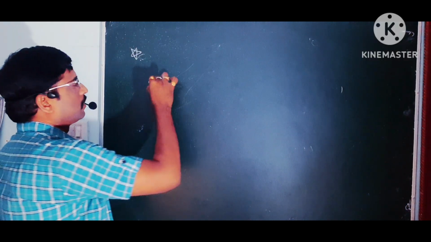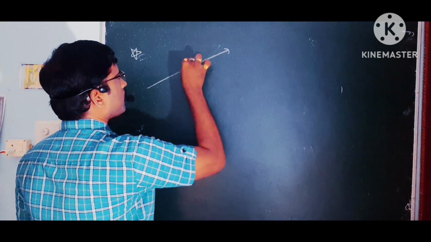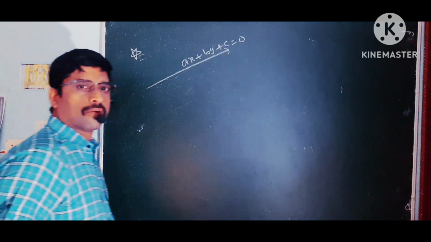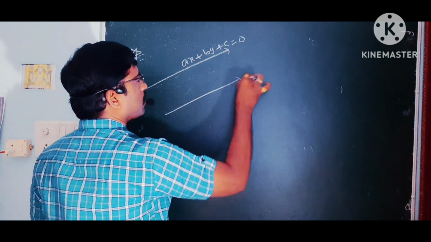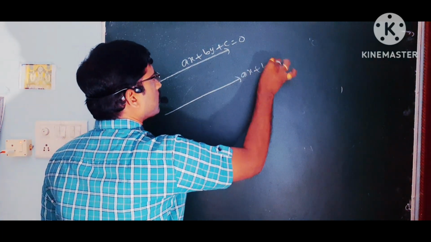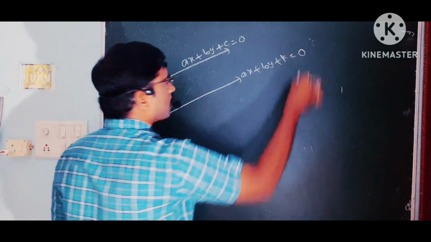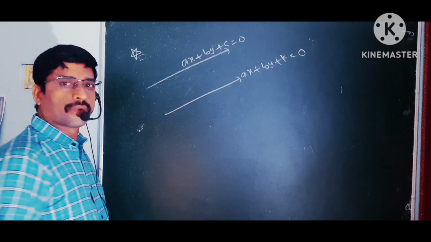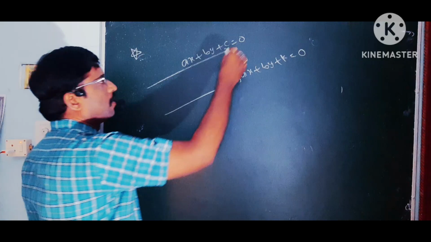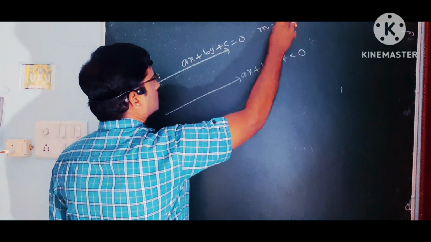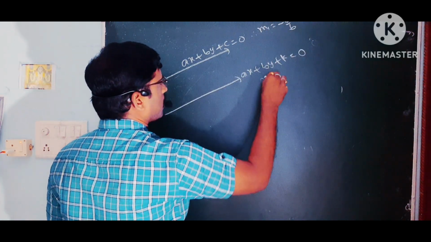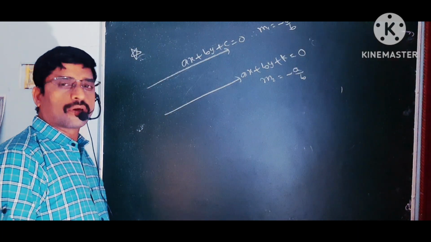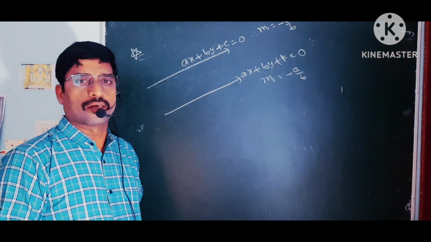First point, the equation of line ax plus by plus c is equal to 0 is parallel to the equation ax plus by plus a is equal to 0. Okay, why? Because these two lines' slopes are equal. What is the slope here? M1 is equal to minus a by b. Here M2 is also equal to minus a by b. If two slopes are equal, those lines are parallel.